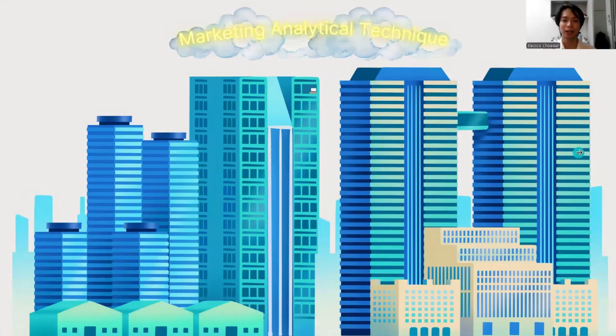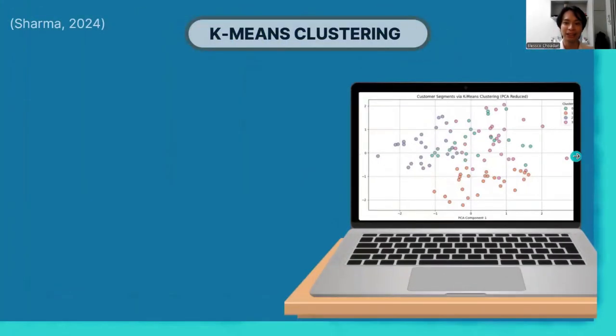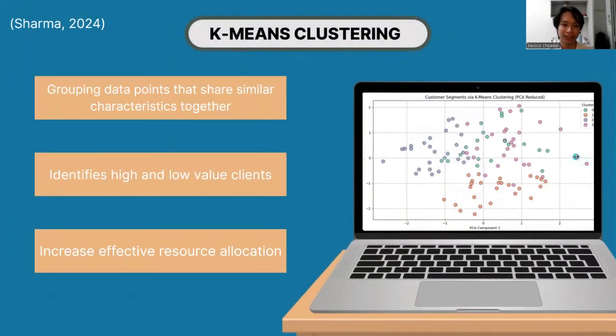For this, we can use a marketing analytical technique called K-means clustering, which is an analytical tool that groups data points that share similar characteristics together. In this case, businesses that are high value and businesses that are low value. When we identify high value and low value clients, we can allocate our resources more effectively and put more resources into high value customers so they get more satisfied and we can get more return on investment from them.